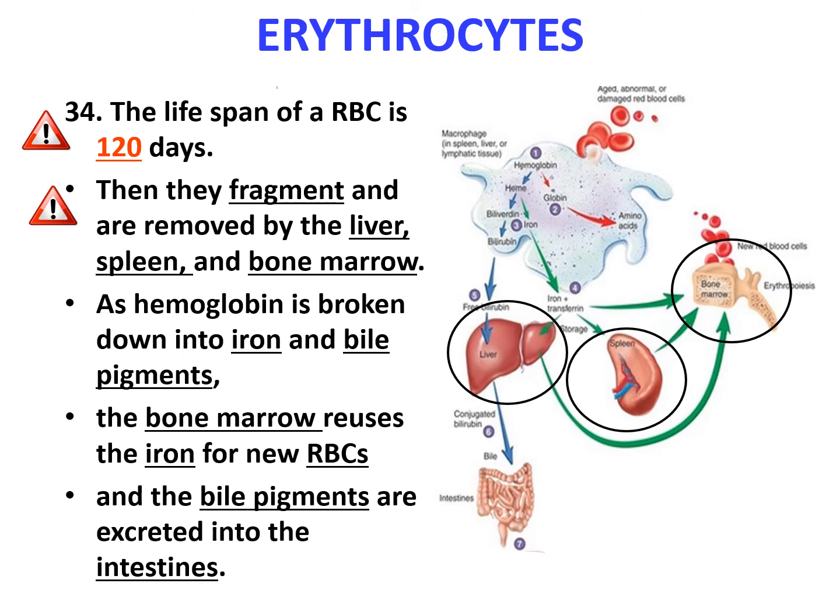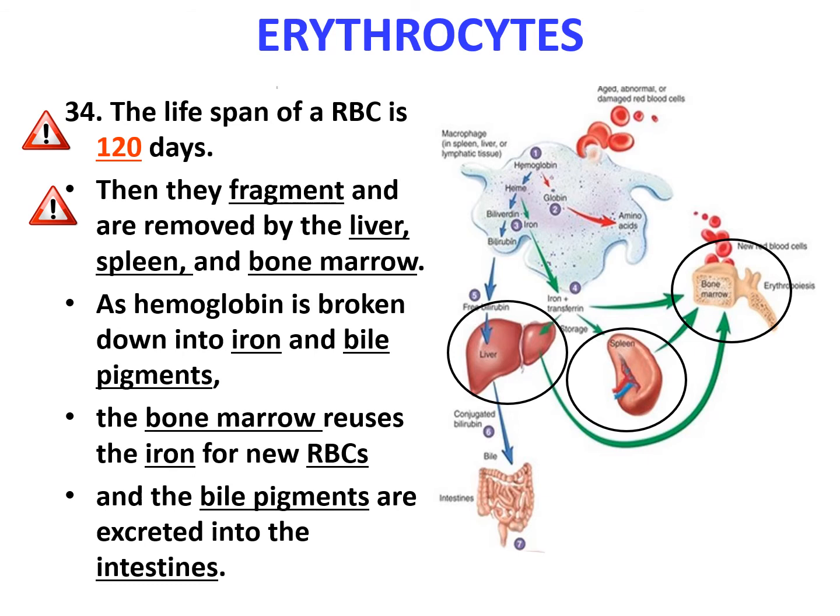And then we talked about how our liver cleans our blood. So those fragments of that dead red cell are removed by your liver, your spleen, and your bone marrow. As your body breaks down that hemoglobin, it's broken down into two different things, iron and bile pigments. And pigments are colors, like the pigment of your skin. So it's broken down into iron and bile pigments.